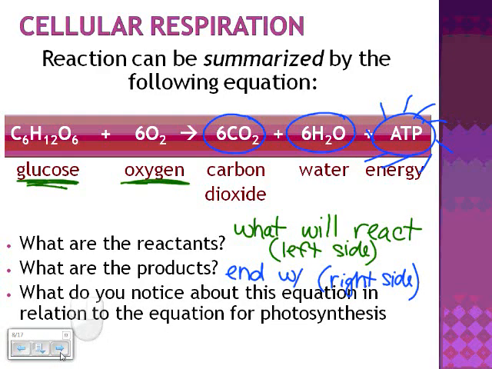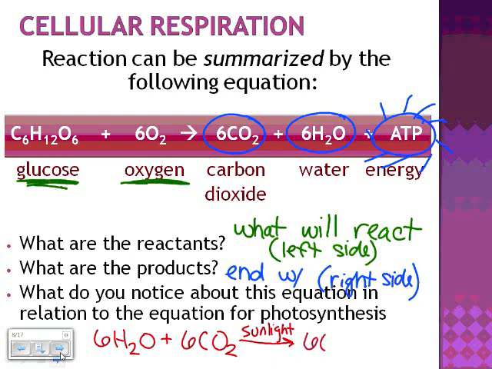And then in relation to photosynthesis, when we talked about photosynthesis, the equation was 6 waters plus 6 carbon dioxide yielded, and we put sunlight in as our activation energy. And what we got out were 6 oxygens and a glucose molecule. If we look, we're pretty much backwards. The only difference here is what form our energy is in. In photosynthesis, we had sunlight energy. Now, we've got chemical energy in the form of ATP.